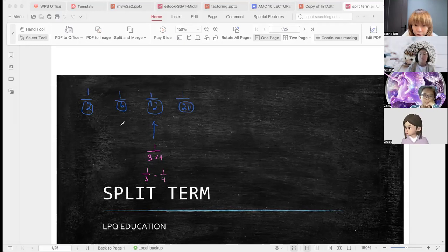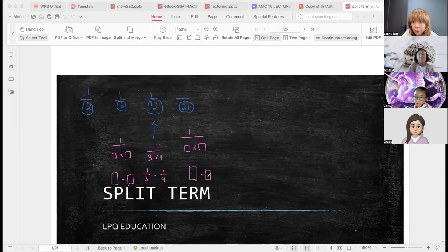Okay, I want you to take a look at 1 over 6 equals what? 1 over what times what? And equals what minus what? And the same thing, 1 over 20 equals what times what? And it equals what minus what? Okay, I want everybody to think about it and let me know. Don't be hurried, don't be quick, okay?